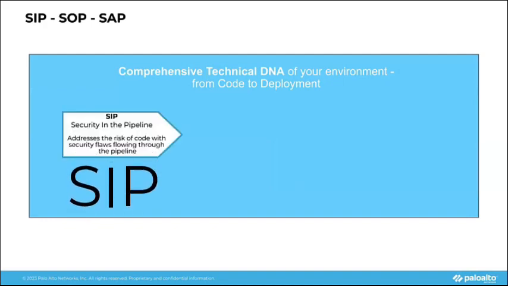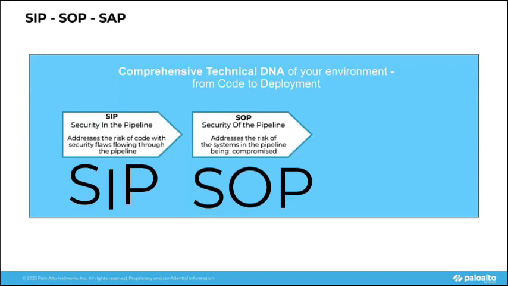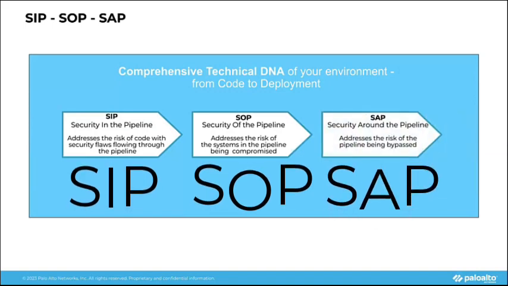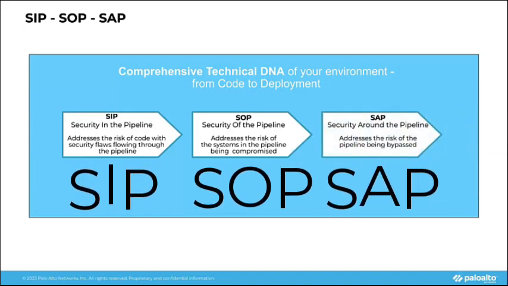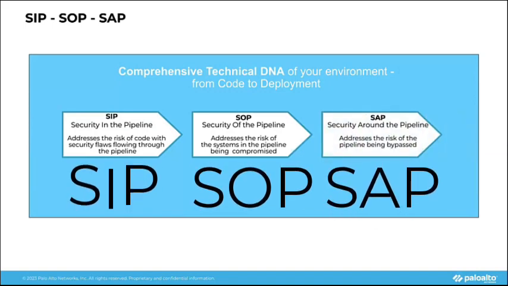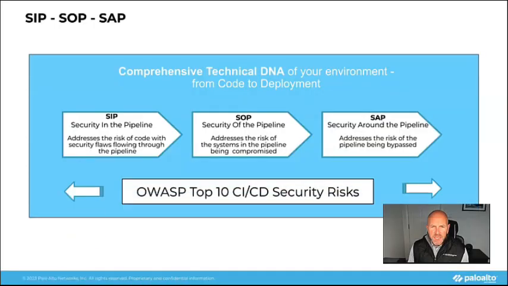SIP, security in the pipeline, addresses the risk of code with security flaws flowing through the pipeline. SOP, security of the pipeline, addresses the risk of the systems in the pipeline being compromised. And SOP, or security around the pipeline, addresses the risk of the pipeline being bypassed. Using the SIP, SOP, SOP methodology, Prisma Cloud exposes CI/CD risks, classifies them, and prioritizes them using the OWASP Top 10 CI/CD Security Risk Framework.